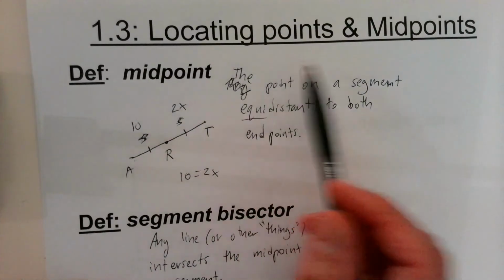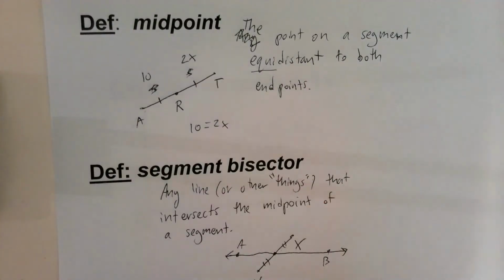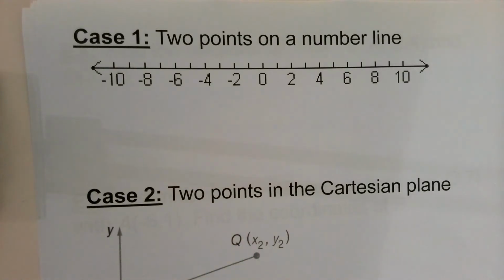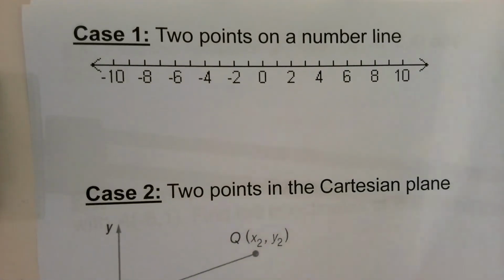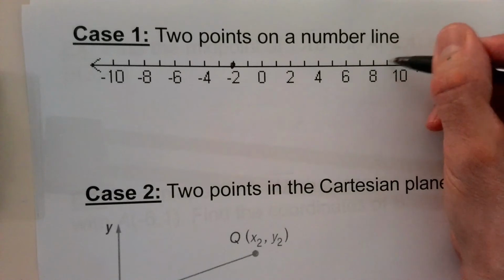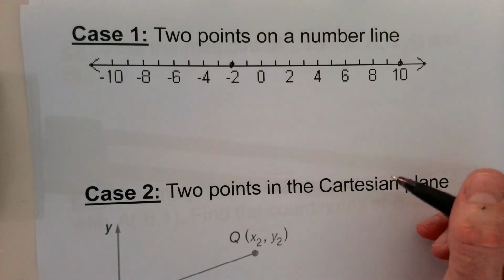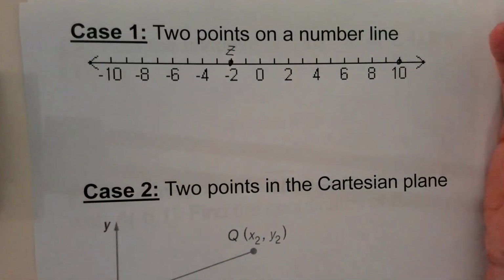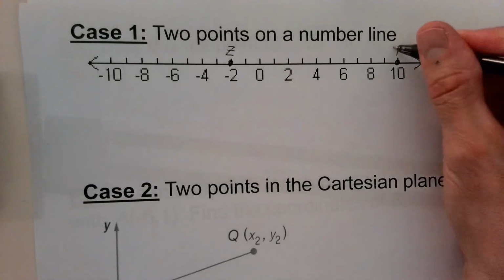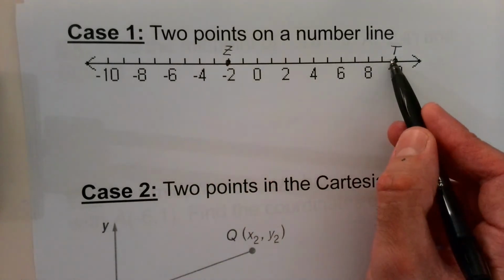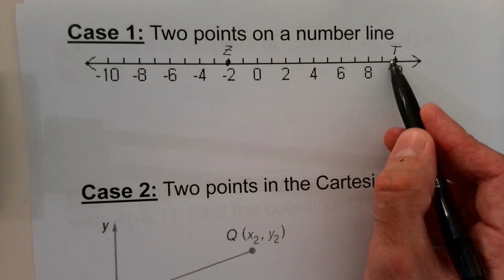Okay, so the title of this section is Locating Points and Midpoints. Now that we know what a midpoint is, how do we find it? So we have two cases. One, on a number line. And this is more like a simple case. Let's say that I have a point here at -2 and a point here at 10. And I haven't used Z in a while, or Z as some say. How about T? Now, there's a segment that goes from Z to T. And let's say that you needed to find the midpoint of that segment.